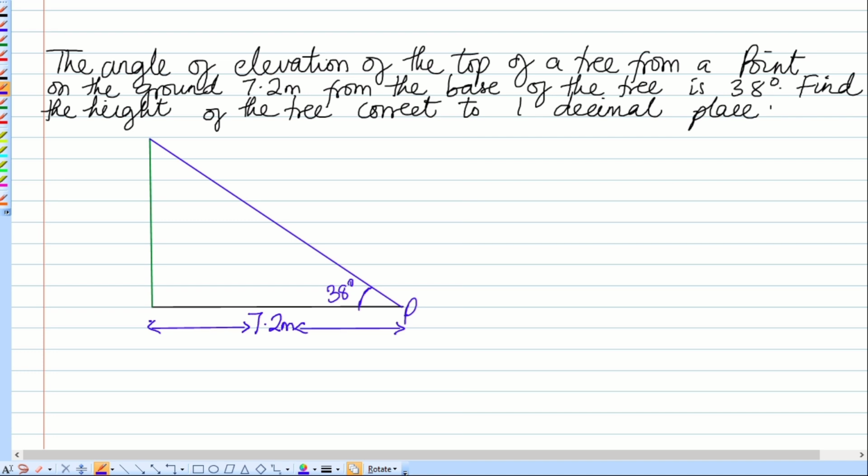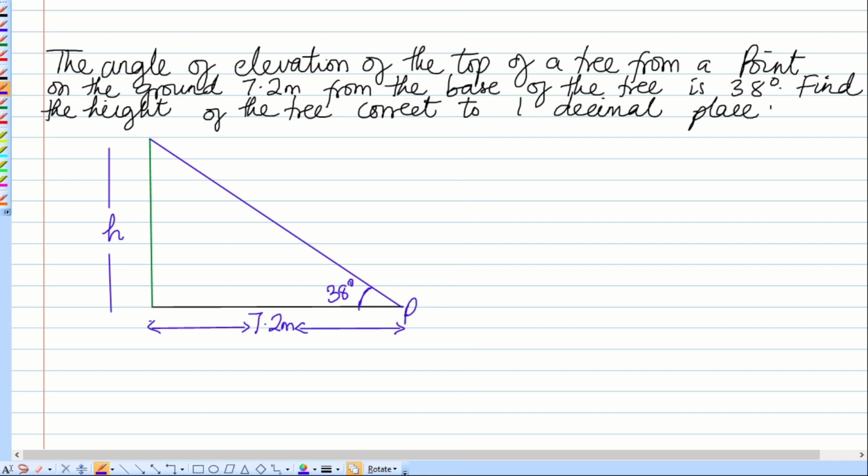Okay, we're asked to calculate the height. So let's call it h. So this height here is what we're asked to calculate. We're going to call it our h.